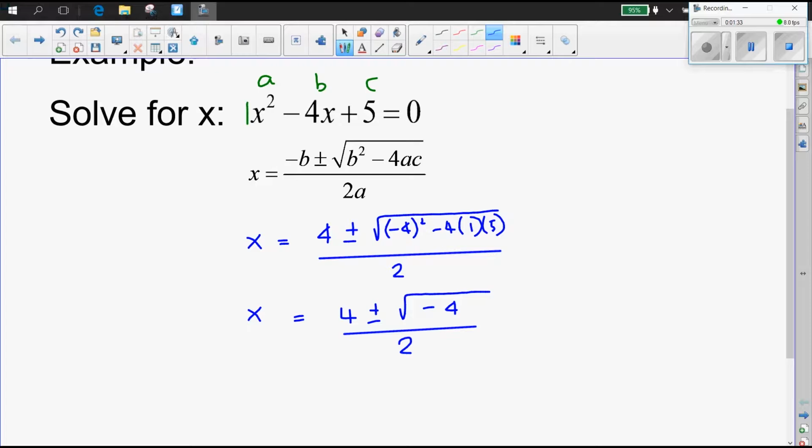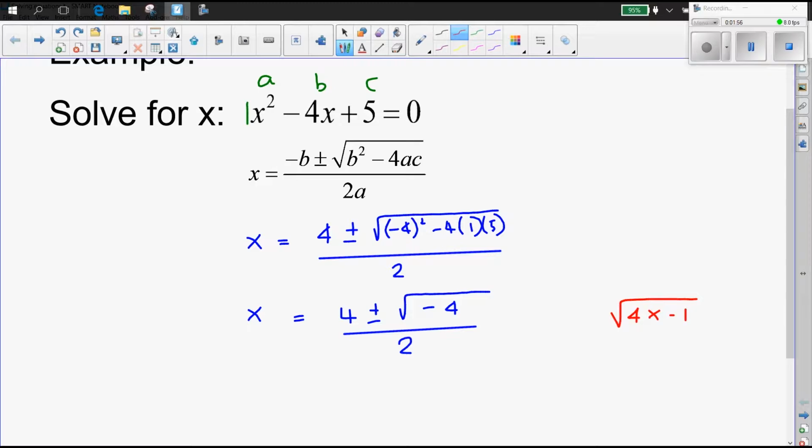Now looking at the square root of -4, if I were to enter this into the calculator, you would get an error reading. That's because the calculator cannot calculate the value of the square root of a negative value. We can write the square root of -4 as the square root of 4 times -1.